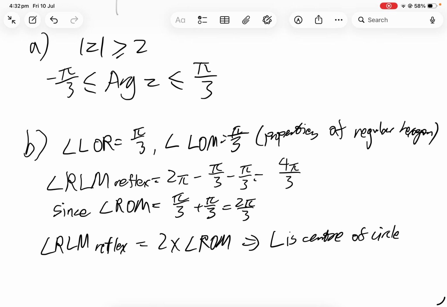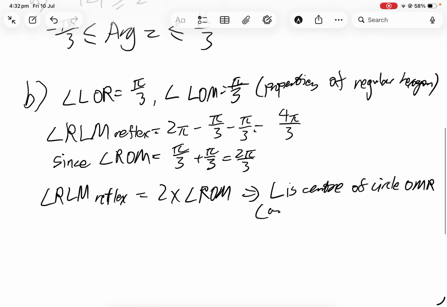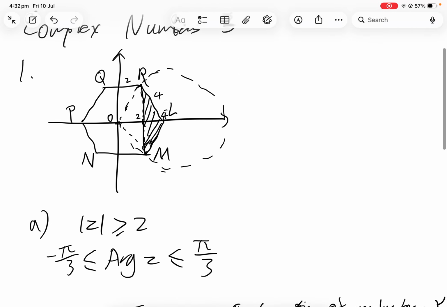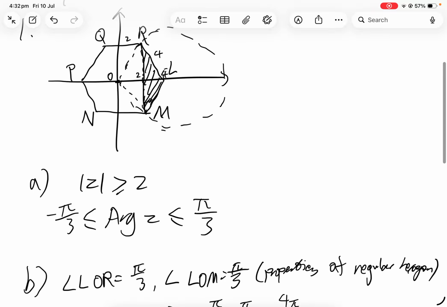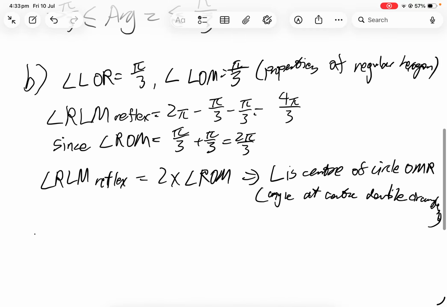What was it? OMR. So this is angle at center double circumference. Okay, whatever. That means if L is the center, then the thing is not that hard anymore. So that means circle.